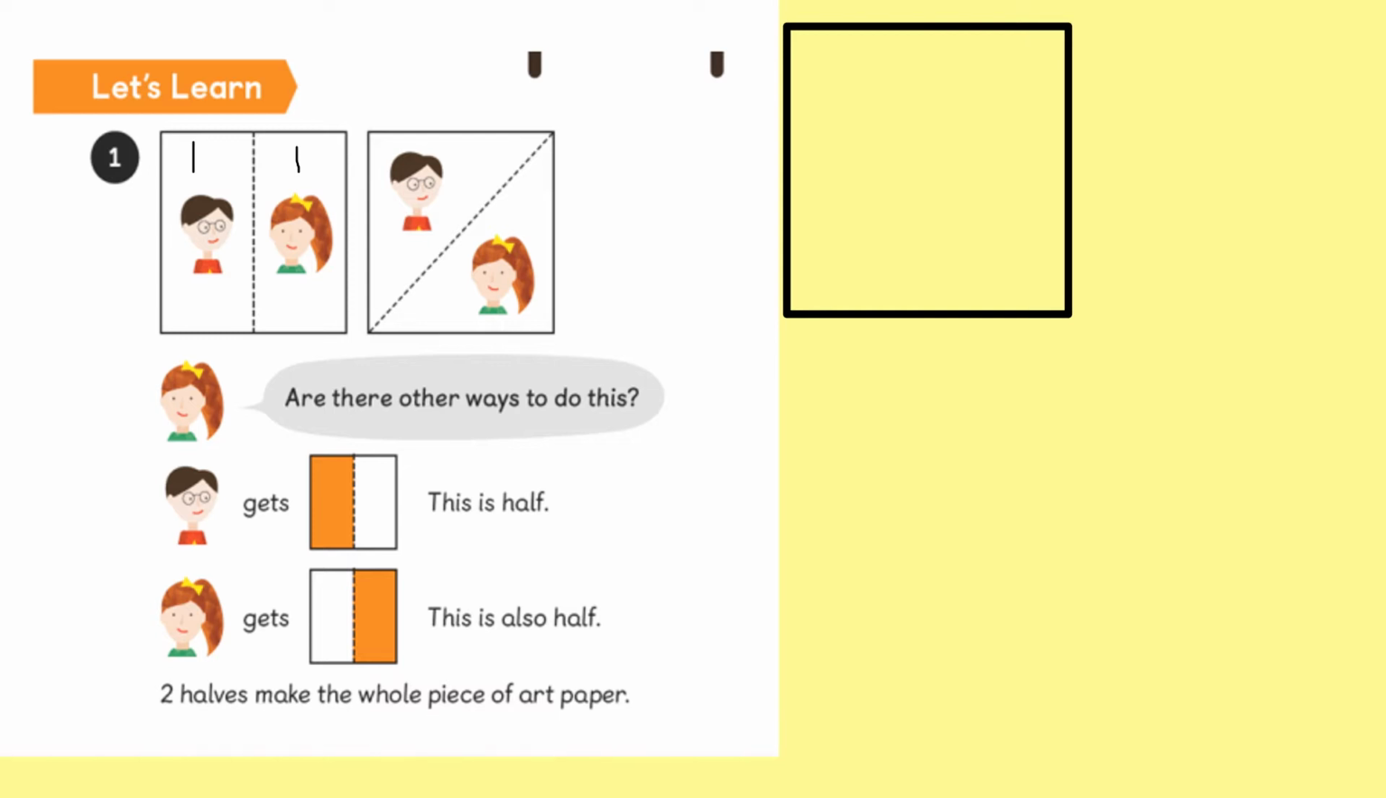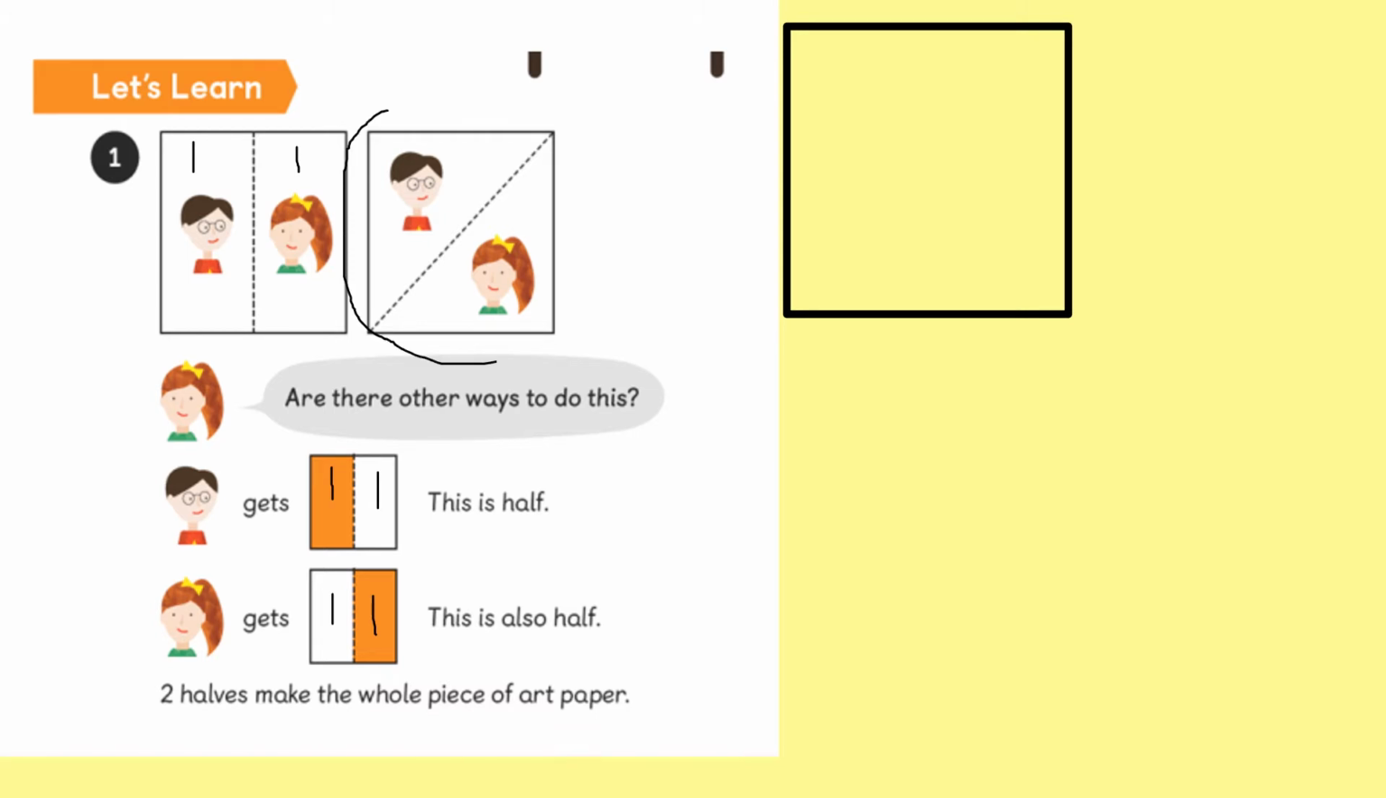Now, children, when we cut something into two equal parts, we cut it into halves. So here, this orange piece, this is a half. Okay, and the other side is a half. Okay, and it's the same for the girl. Okay, there's one half and there's the other half. When you cut something into two equal pieces, you cut it into halves.